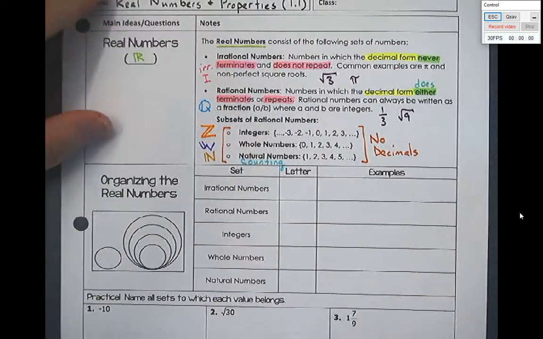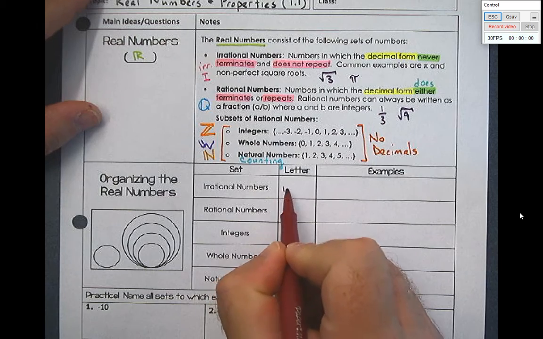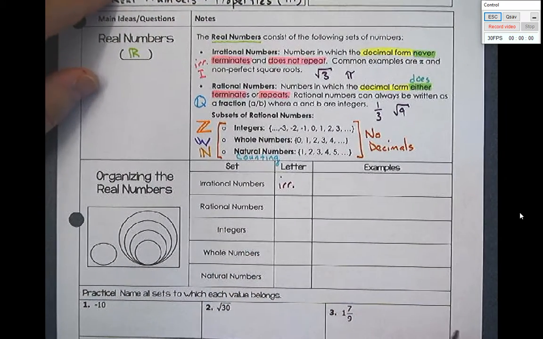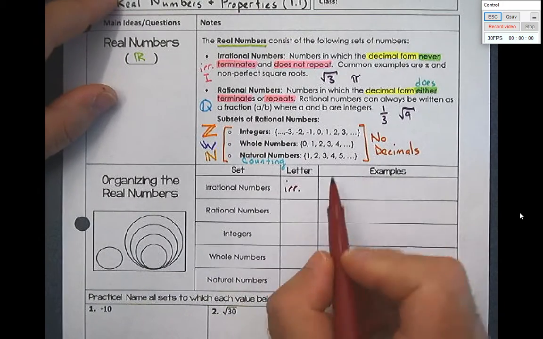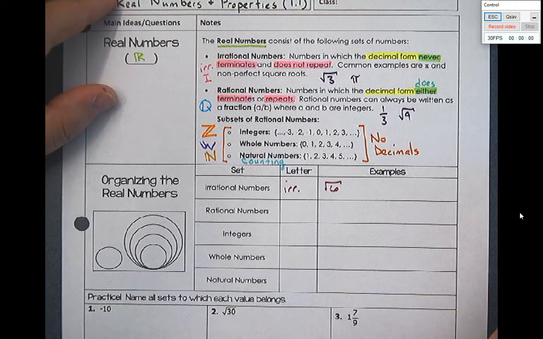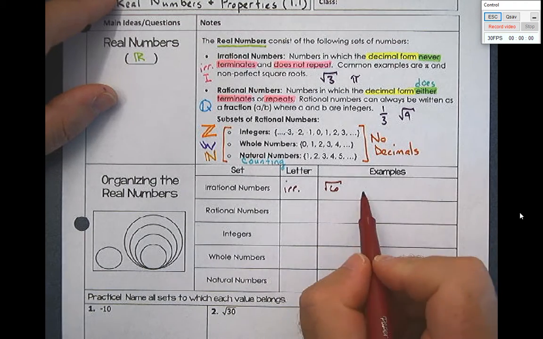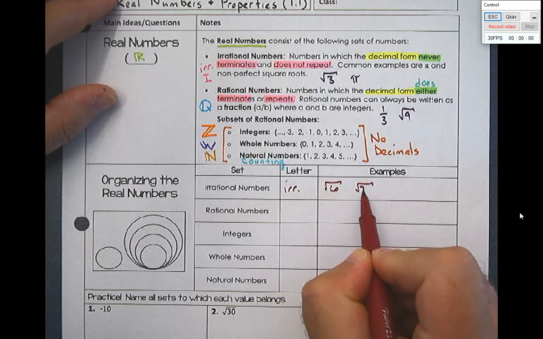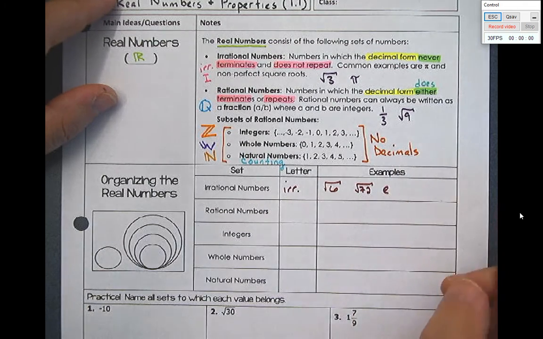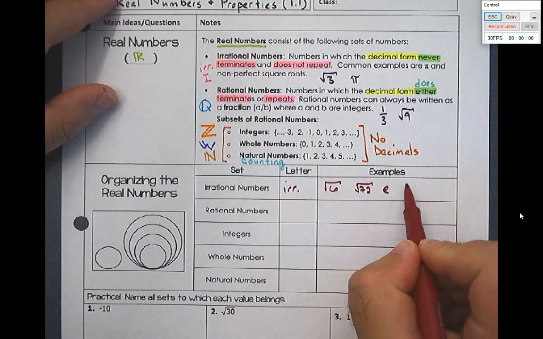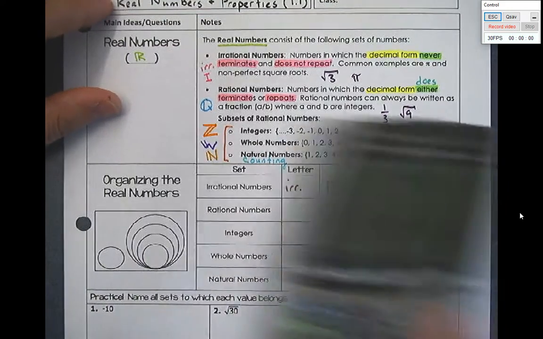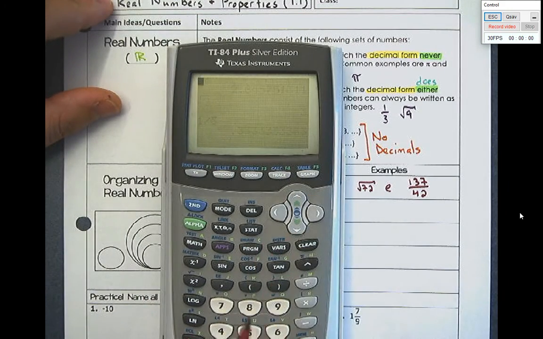So the irrational numbers, I'm going to use IRR. You could also use I, but I'm going to use IRR. Okay, some irrational numbers. What's an example of an irrational number? Square root 6 is irrational. Square root 72 is irrational. E is irrational. What about 137 divided by 42?